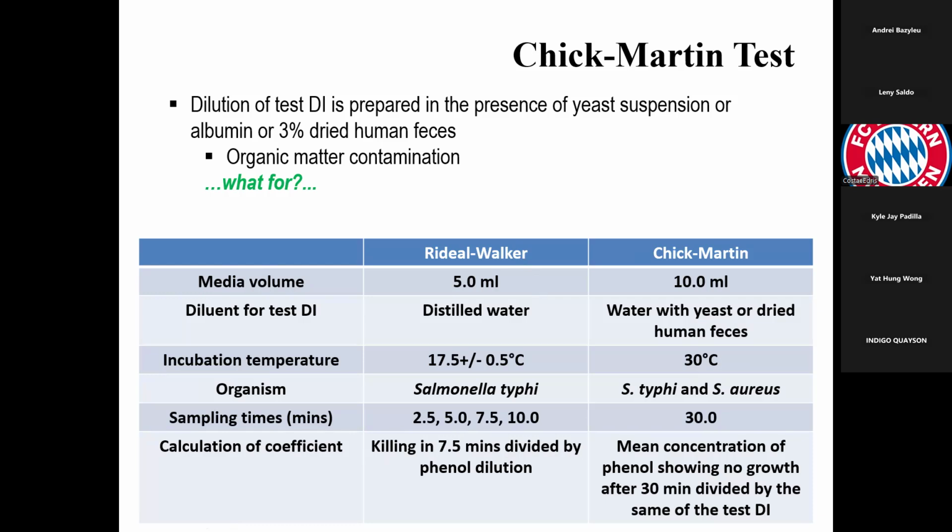I mentioned a couple of times as I was going over this, the word standardization. The Schick-Martin test is standardized at 30 degrees. Schick-Martin test is standardized for Staph aureus. So what does that mean?